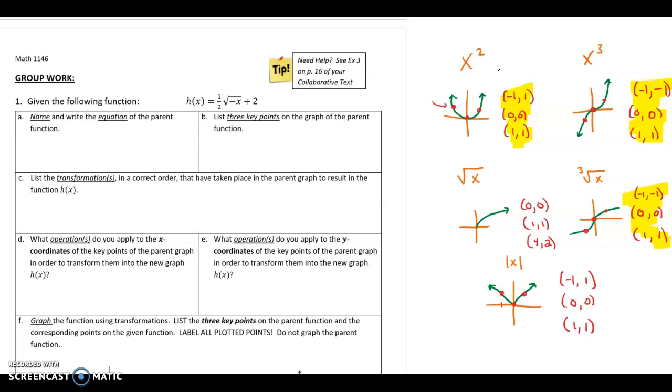You're going to see in the next couple examples that identifying the parent function and getting the key points is a really important first step. I'm not going to be able to do these problems if I can't identify what those key points are.